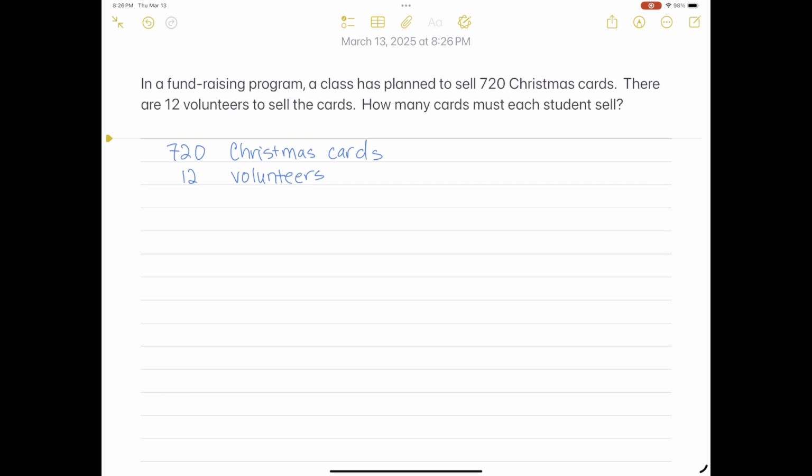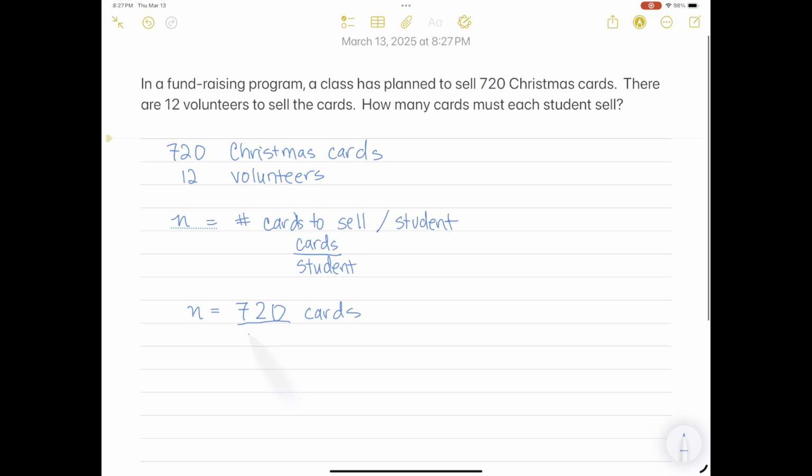I will make N equal the number of Christmas cards sold by each student volunteer, which we can think of as number of cards to sell per student, or number of cards to sell slash student, which is the same as number of cards to sell divided by student. So N equals 720 cards divided by 12 students. Our equation then is 720 divided by 12.